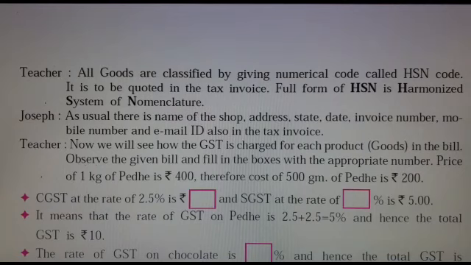Now we'll learn about the HSN code. HSN means Harmonized System of Nomenclature. Harmonized means to be suitable together or bring into consonance. Nomenclature means system of naming the things. System of naming the things. You know very well this word in the science.